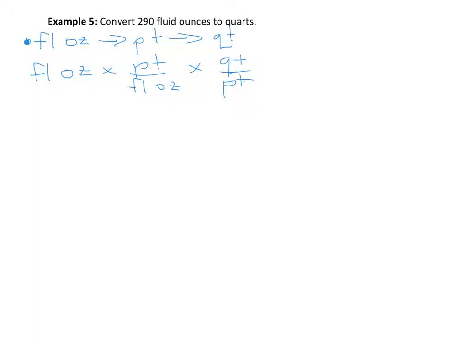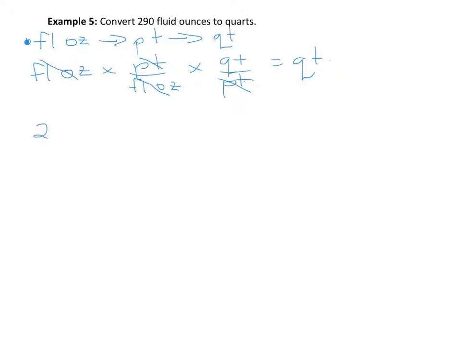Okay, so now we'll fill in our numbers. Once we have that first line done, then for the second line we're changing those arrows to multiplication, and we're always going to multiply by the next step divided by the previous one, the one that we want to have canceled out, so that at the end we are left with quarts or whatever our desired unit is.